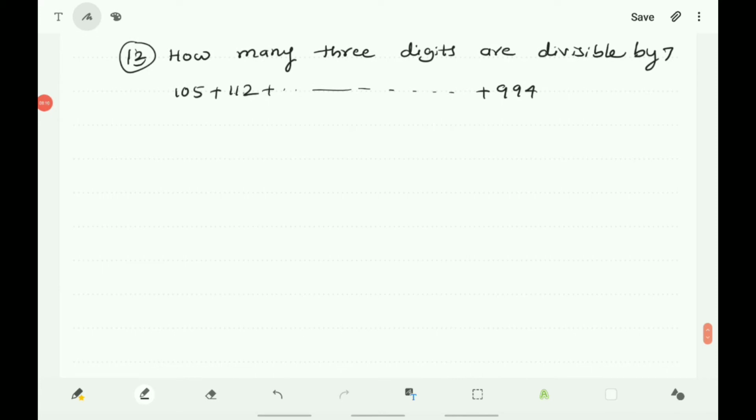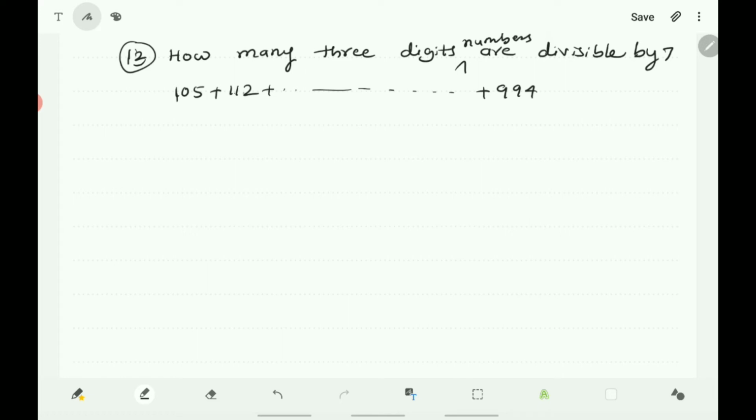Next question. How many three-digit numbers are divisible by 7? Here the first three-digit number divisible by 7 is 105, because you know that 14 sevens are 98. 98 is a two-digit number divisible by 7. The next number is the three-digit number 105, which is divisible by 7. After that, the next one is 112, again 119, and so on.